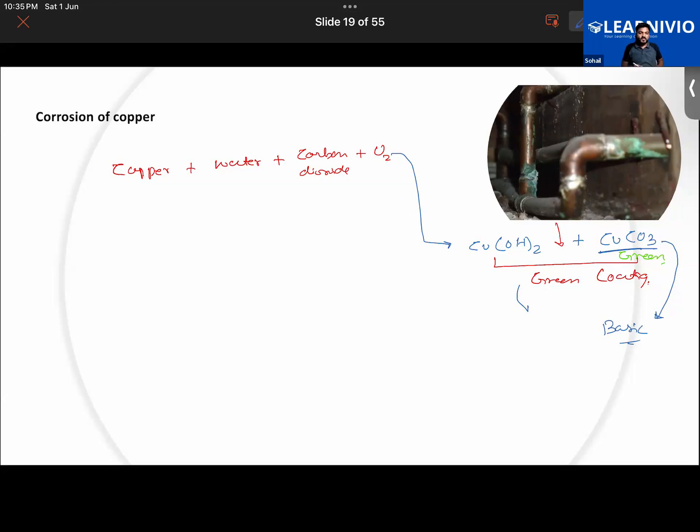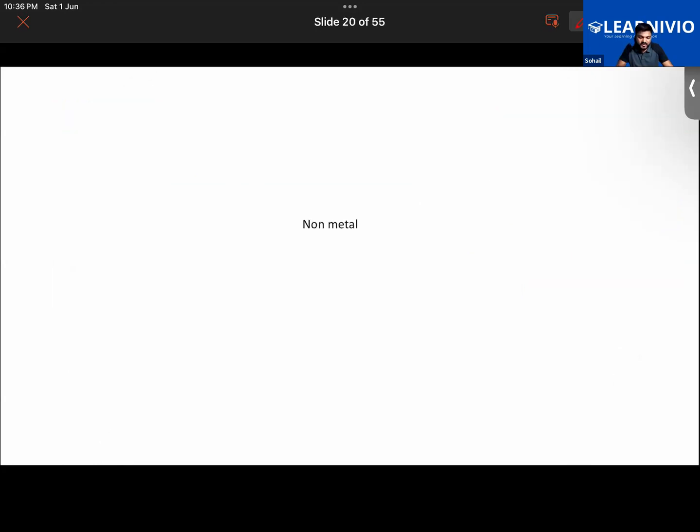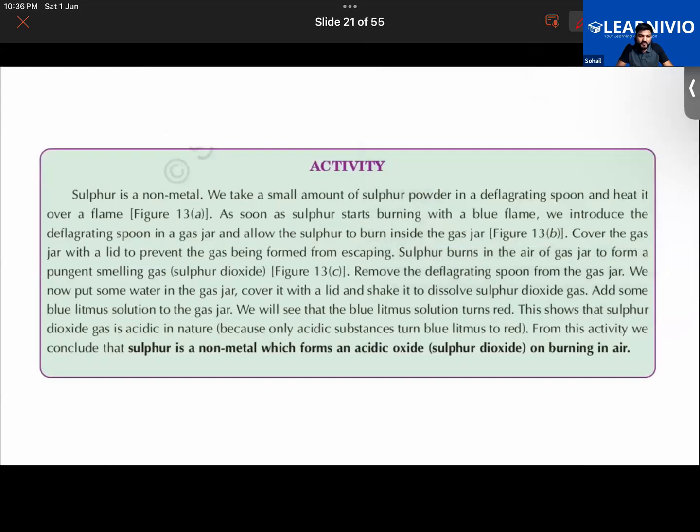The formation of a green coating of basic copper carbonate on the surface of copper objects on exposure to moist air is called corrosion of copper. What do we call this? Corrosion of copper. And when iron rusts, that will be called corrosion of iron. But once we get to know about the non-metals, we will learn that non-metals, upon reacting with oxygen, form non-metallic oxides that are going to be acidic in nature. Later on, we will learn about that. So hope it is clear to you.